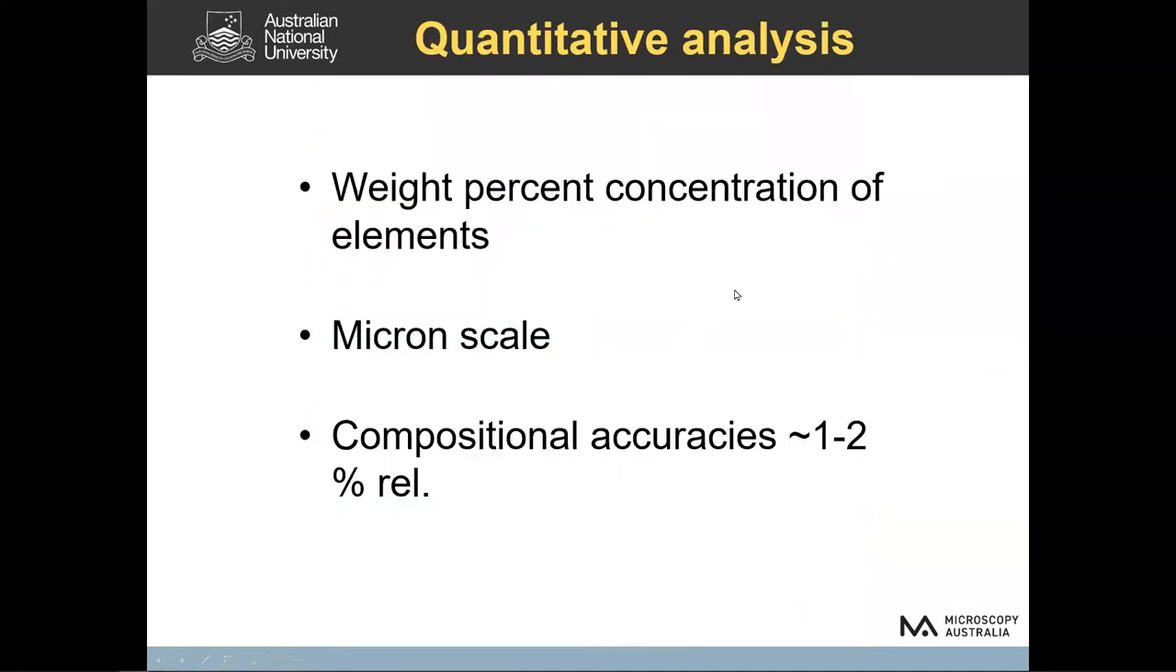So that's what I would consider qualitative. Now, what do I mean by quantitative? Quantitative analysis is where you actually want to determine the weight percent concentration of each of the elements in a particular part of your sample. And the nice thing is you can do this on a micron scale. So you can analyze very small areas, and you can get compositional accuracy of 1 to 2% relative, providing the system is properly calibrated.